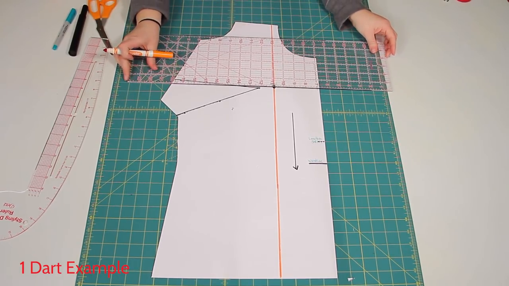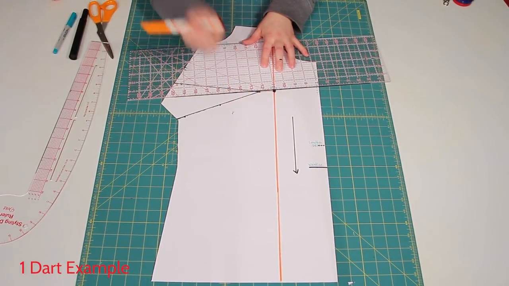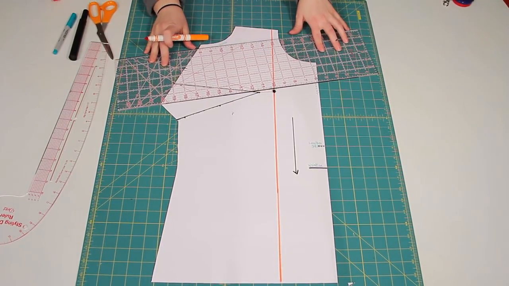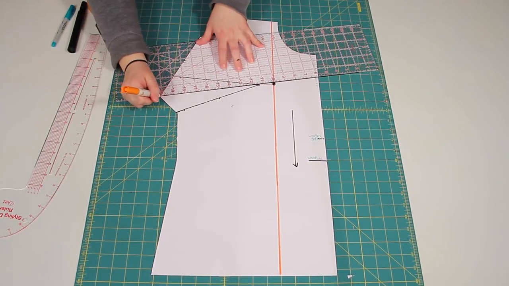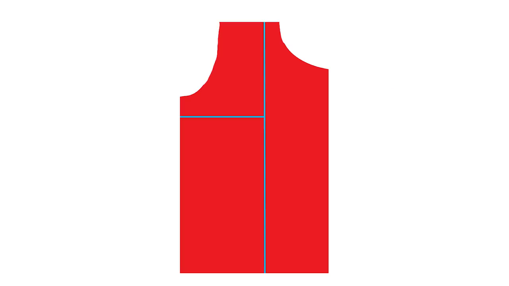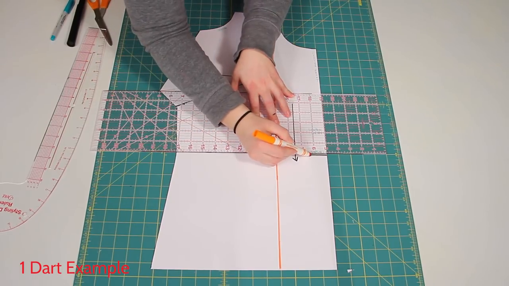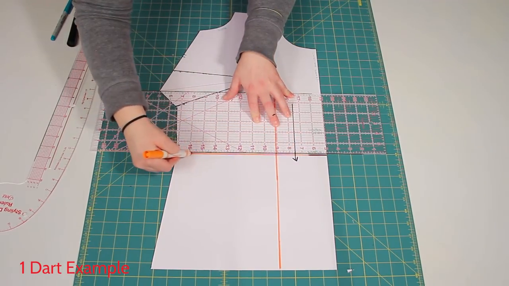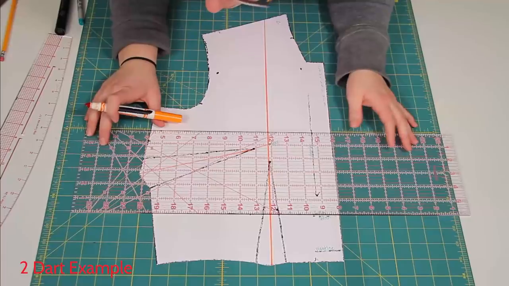Next, draw a line from the tip of your side dart to your apex. Then extend the line through the center of your dart. If you don't have a dart, just draw a line straight out to about 2 inches below the top of the side seam, right under that armhole. Next, draw this line at the waistline or at the lengthen and shorten line.